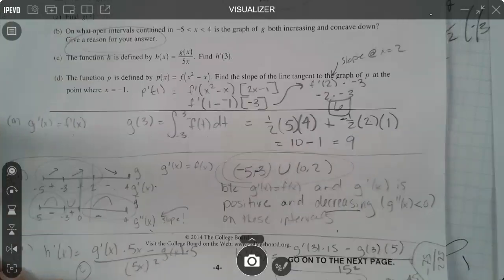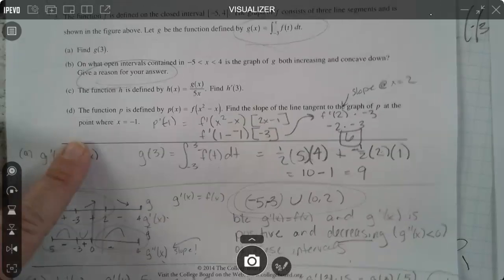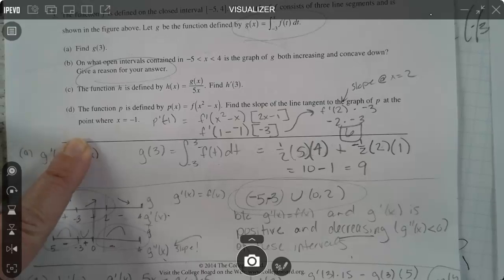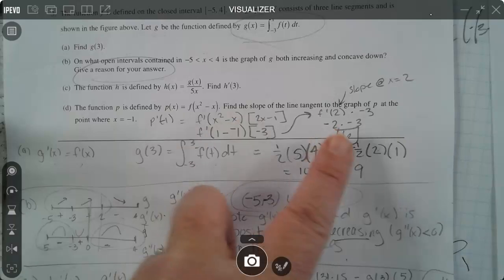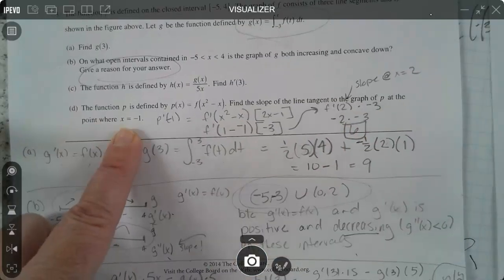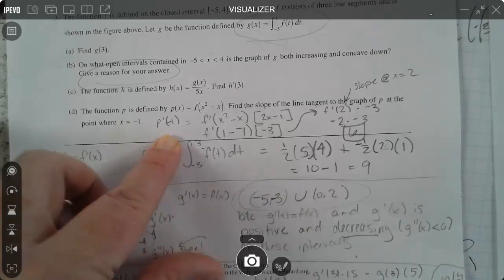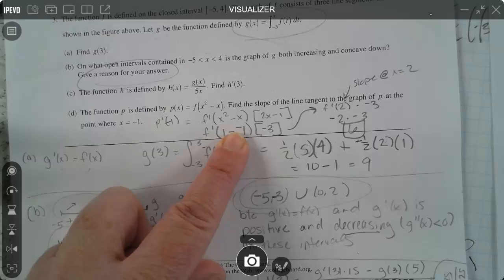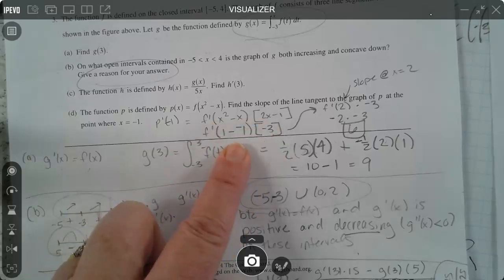Part D, and if you want to see any of these a little longer after class, I'll be happy to show you because we're kind of talking fast. Part D says the function P is defined, and then they give me this function, and it says find the slope of the tangent line to the graph at P where x equals -1, right? So I did P prime of -1. So again, this tested your chain rule knowledge. So you found the derivative and chained it, and then I went through plugging in a -1 for every x.